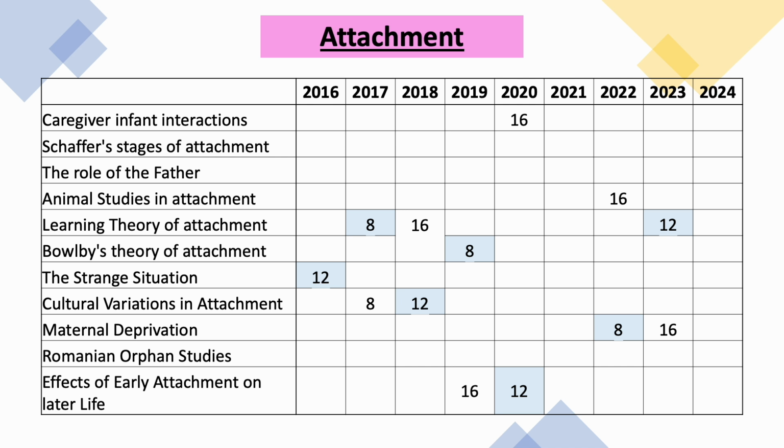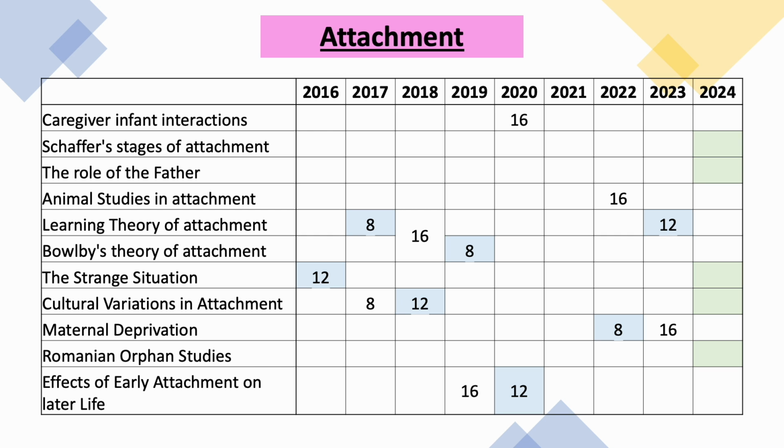So the third topic is attachment. Attachment hasn't seen as many essays over the years, but there are also more topics to cover than in some of the other ones. So, it spreads a little thin. Schaffer's stages of attachment, the role of the father, and the effects of institutionalization stick out because they've never been assessed as a 16 marker.